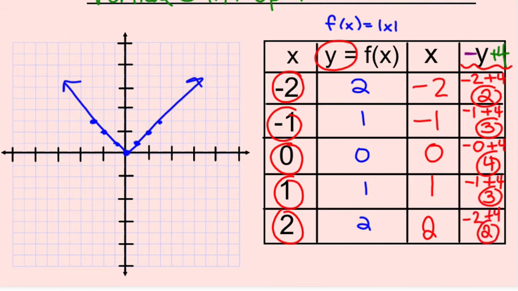All right, let's graph them now. -2, up 2. -1, up 3. Over 0, up 4. Over 1, up 3. Over 2, up 2. So what it did is it flipped it down. Our critical point is over 0, up 4.